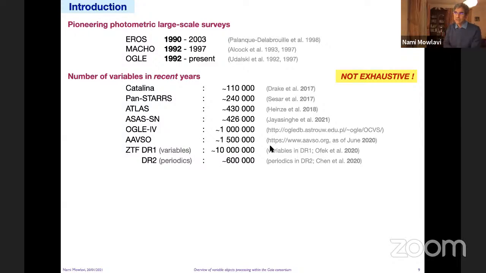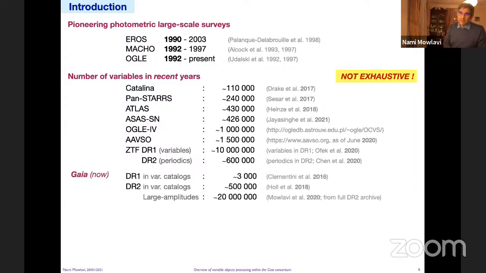The list is not exhaustive, but it shows how productive this field is becoming. It also shows that for a given survey, the way you consider variables and the detection sensitivities will lead to different numbers of variables. For example, in ZTF, the analysis of the periodic variabilities in data release 2 led to about 500,000 detections. But if you take the full sample of even data release 1, you can reach up to 10 million variables.